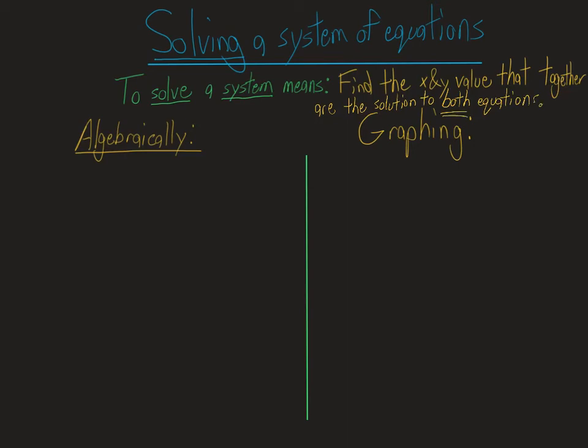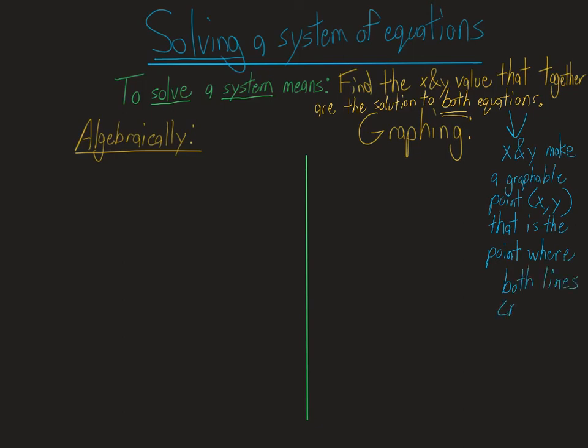And then the fact that, I'm going to keep writing down the side here, the x and y make a point. All right, x and y, you can always graph them as a point, and that'll be the point where both lines crossed. Okay, that's the big picture here. That x and y value you find, if you graph them as a point, they're going to be the point where the two lines cross.